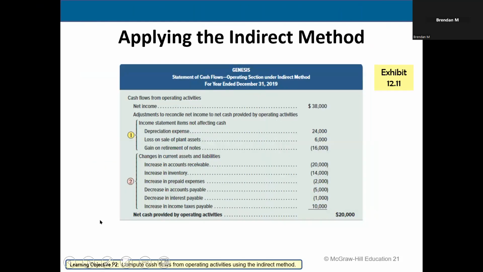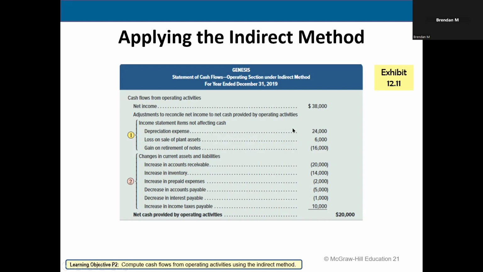Applying the indirect method, okay? Here is the first section of the cash flow statement. And this is the little bit harder one because you have to understand a few rules. The template is right in front of us. We start with the net income. Now, we have to adjust that net income into cash. Net income was $38,000. Notice that the next couple of lines show depreciation expense, loss on a sale of fixed assets, and a gain on retirement of notes.